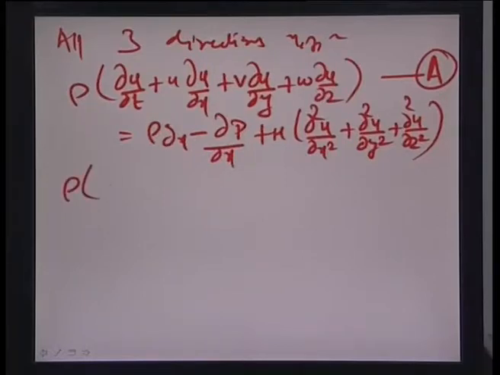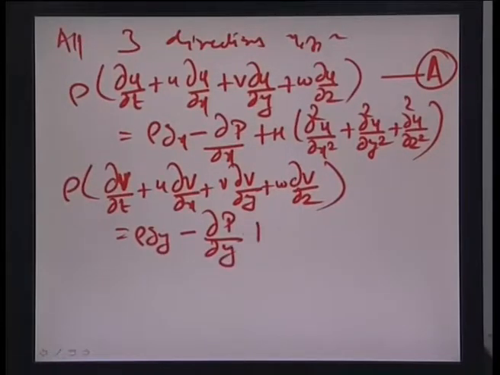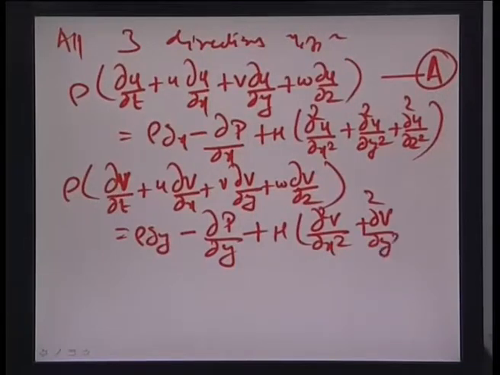Similarly, you have rho times of del v by del t plus u del v by del x plus v del v by del y plus w del v by del z equals rho gy minus del p by del y plus mu times of del 2 v by del x square plus del 2 v by del y square plus del 2 v by del z square. Let us call this equation B in the y direction, and in the z direction we call this equation C.